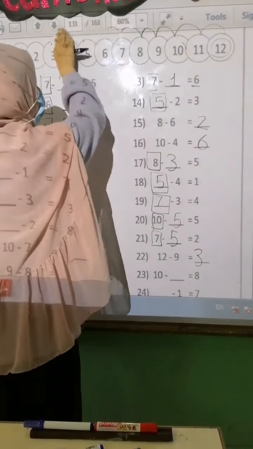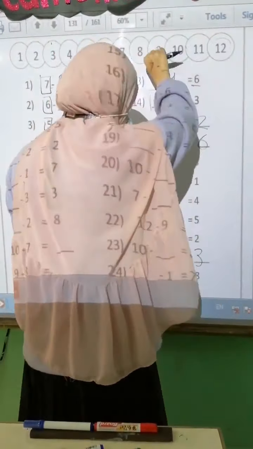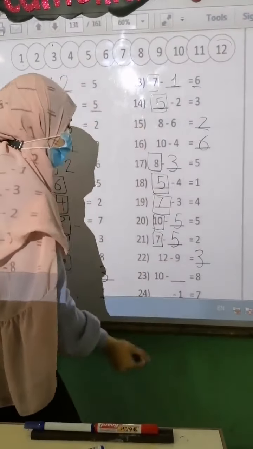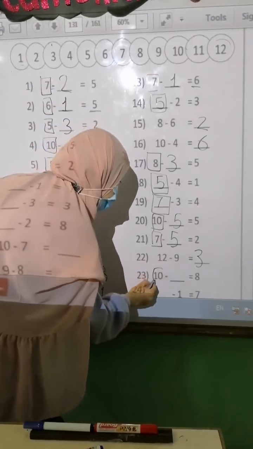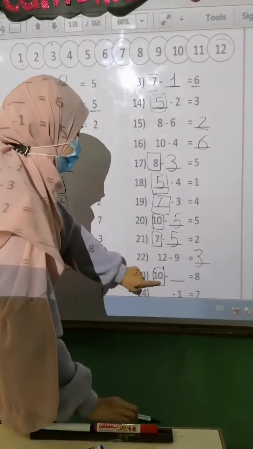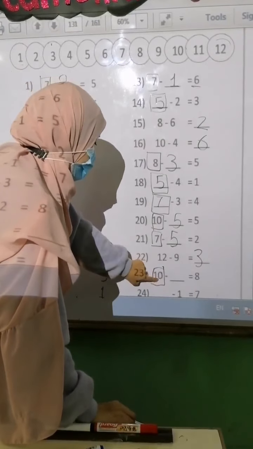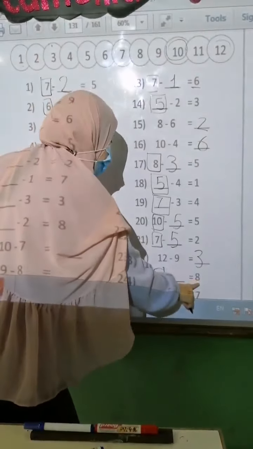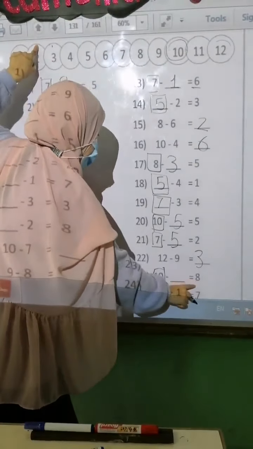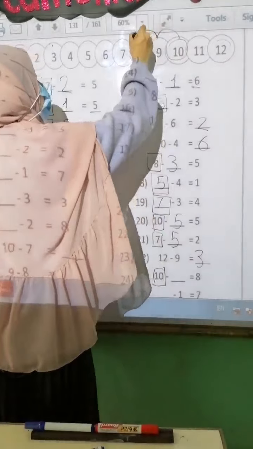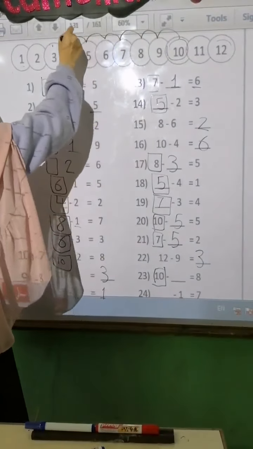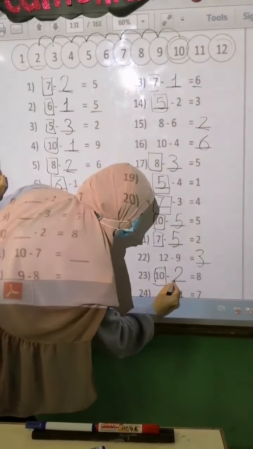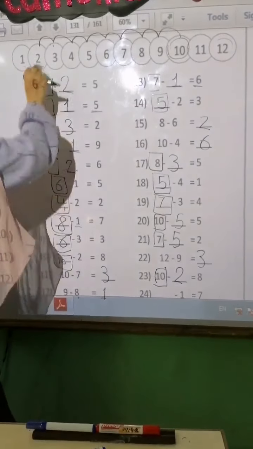Problem number 23. 10 minus missing number equals 8. Where is the greatest number in the subtraction problem? At the first. Is it here or is it missing? No, it's here. Then circle it and go backward. How many steps? 8. 1, 2, 3, 4, 5, 6, 7, 8. The answer is 2. 10 minus 2 equals 8.